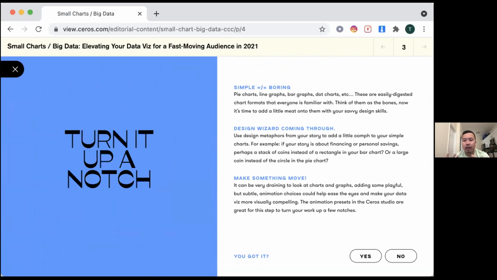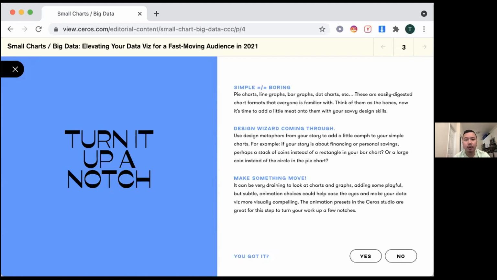Consider drawing a design metaphor from your story. So, for example, if your story is about finance or personal savings or something like that, maybe your bar graph, instead of using rectangles, could be a stack of coins, or using a pie chart, the circle could be a coin instead of just a round shape. These are simple design elements that help connect your numbers to your design.